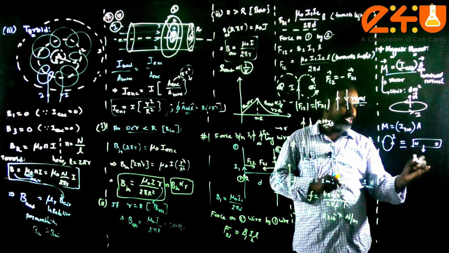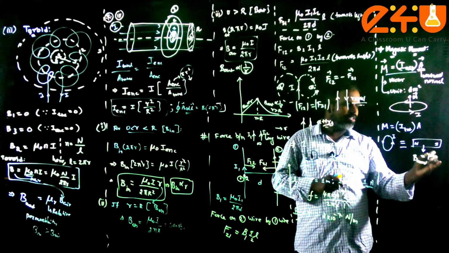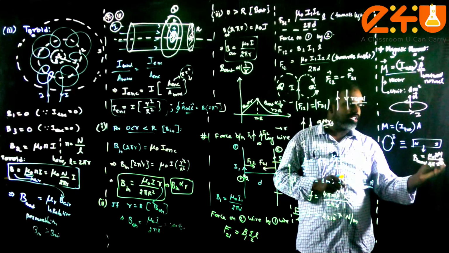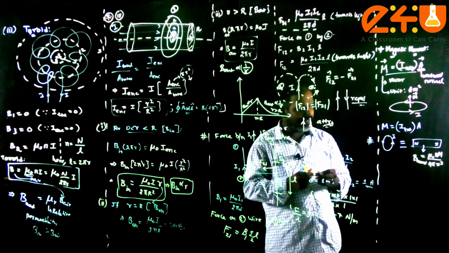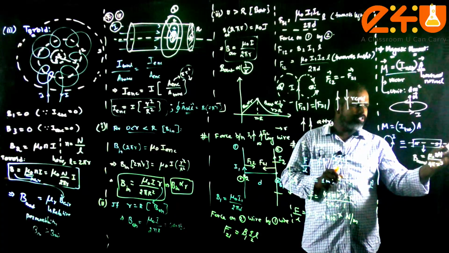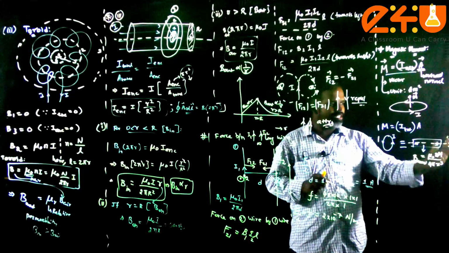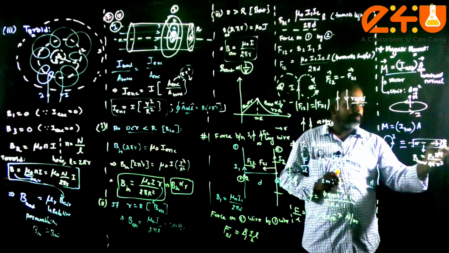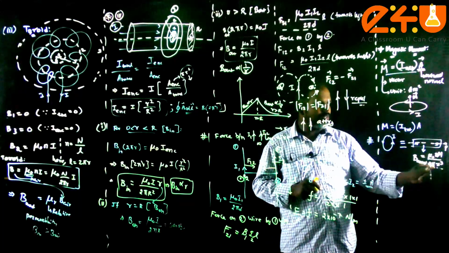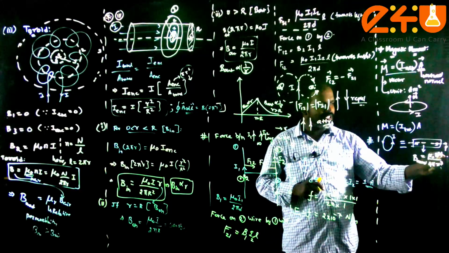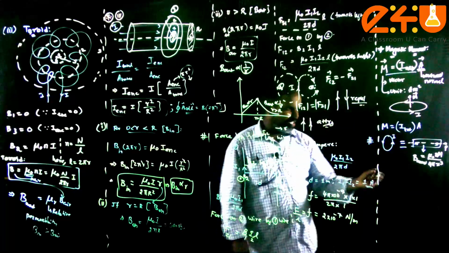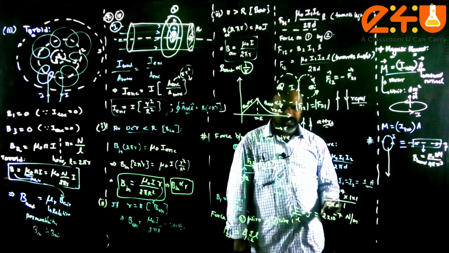The B axial for the bar magnet is nothing but mu naught 2m divided by 4 pi x cube. This is the magnetic field produced at a point P on the axis of the bar magnet. So B axial is mu naught 2m divided by 4 pi x cube, where m is called the magnetic dipole moment of the bar magnet.